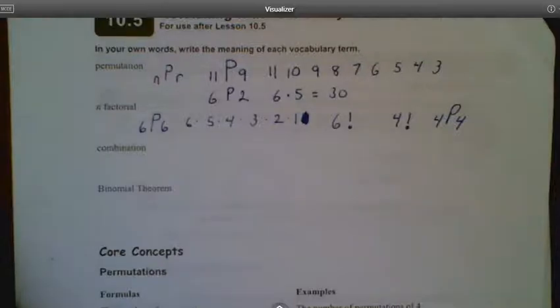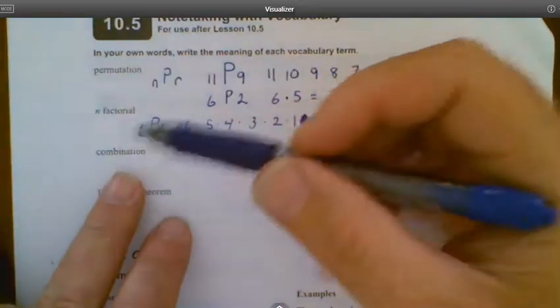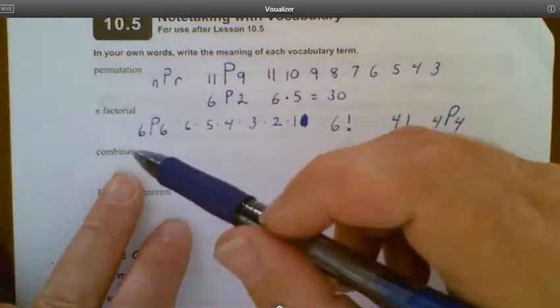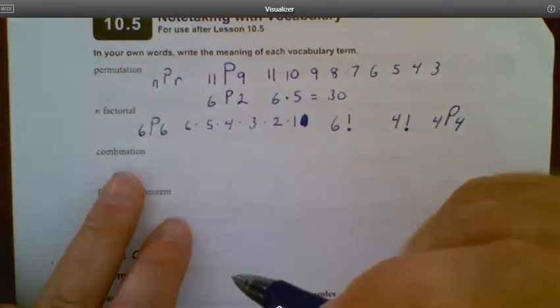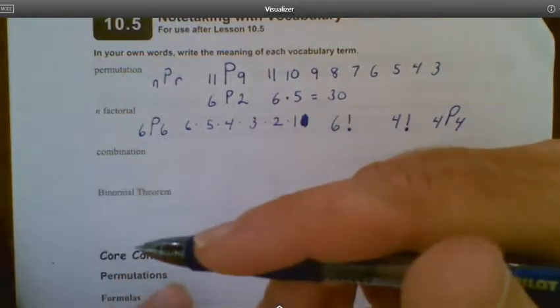Okay, here we go with the final video. So this is part 2 of 10.5. We're going to take a look at combinations. Again, we talked about combinations in the last video, but it's the same idea as a permutation, but in a combination, there's no order to it. It's just a group, like how many groups of something can I have.